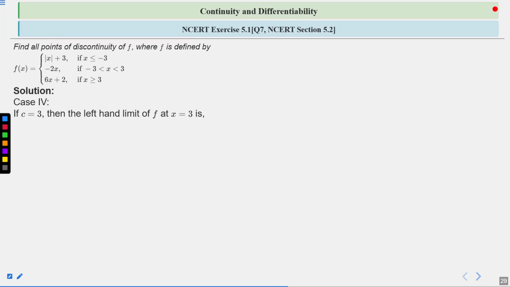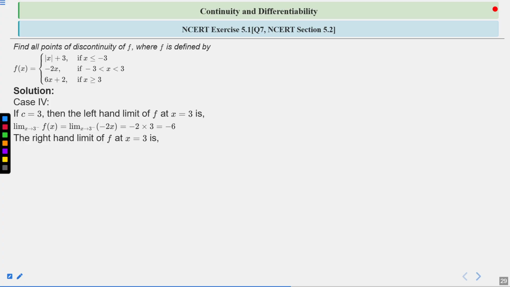Clear? Now let us take case 4. If c is equal to 3, then the left hand limit of f at x equal to 3 is basically limit x tending to 3 minus f(x), which will be equal to limit x tending to 3 minus 2x, right? And which will be equal to minus of 2 into 3, which will be equal to minus of 6, right?